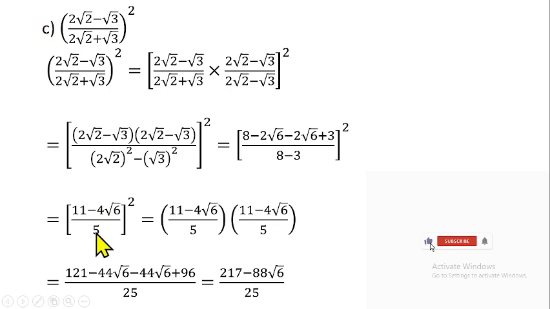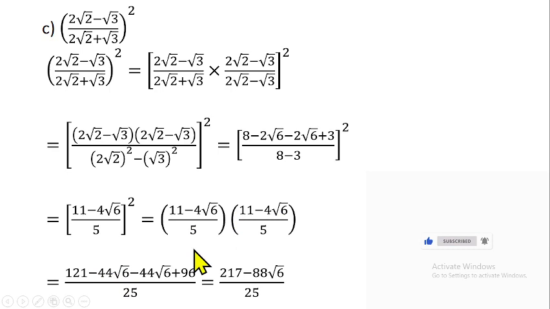But the denominator is not in surd form again, so you don't rationalize again. But you can see that you're having a bracket squared. That means everything here in two places. That's what you're having here right now, and you can now multiply them out. Does that make any sense to us? Good. So 5 will multiply 5. So 5 times 5 will give us 25. Then 11 times 11 will give us 121. 11 times minus 4√6 should give us a minus 44√6.